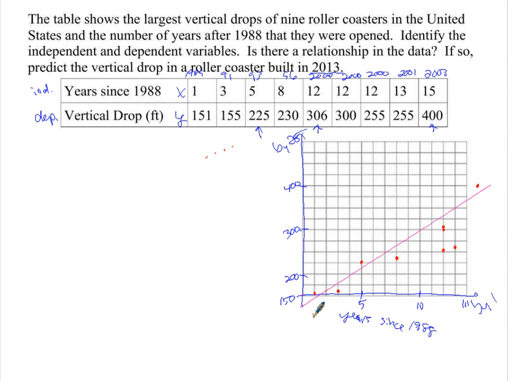All right. Identify the independent and dependent variables. We did. Is there a relationship in the data? Answer that question. Is there a relationship here? Yes. This is a positive correlation.